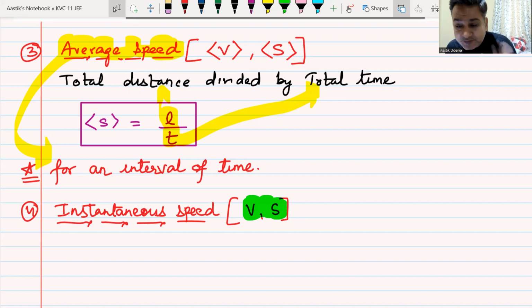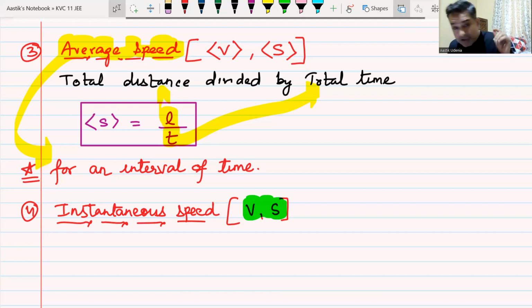But after 2 seconds, it might change. Yes or no? Because you might encounter a traffic light, you might encounter traffic. So now, after 2 seconds, it may become 30 kilometers per hour. After 5 more seconds, when the road is empty, it may become 60 kilometers per hour. Yes or no? That is your instantaneous speed. So invariably, whenever we use the word speed, we mean the word instantaneous speed. Do we understand this?